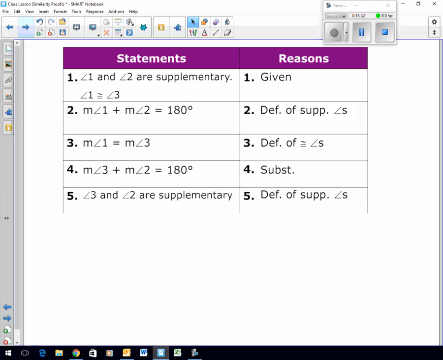How did you get that? If I started with angle 1 plus angle 2 equals 180, and I told you that angle 1 is equal to angle 3, that means that, through substitution, angle 3 plus angle 2 has to equal 180. Anytime two angles have a sum of 180 degrees, they are considered to be what? Supplementary. Okay?